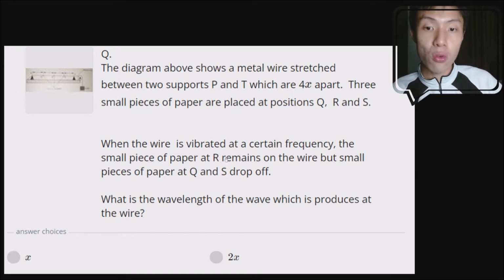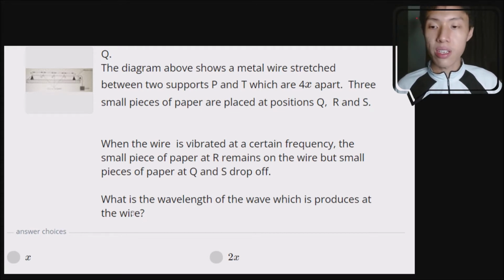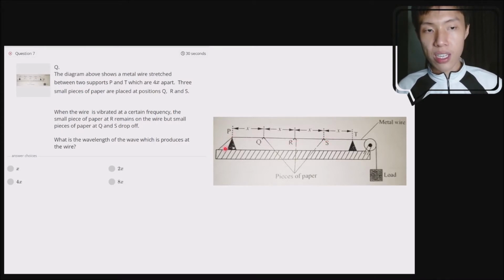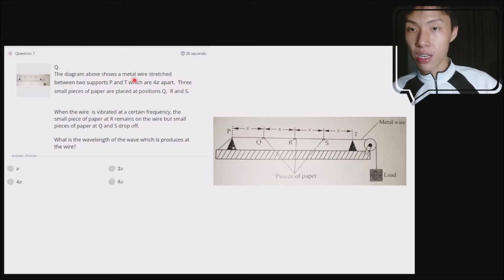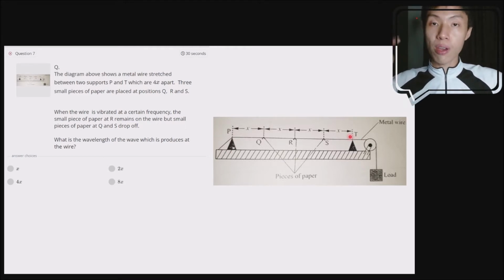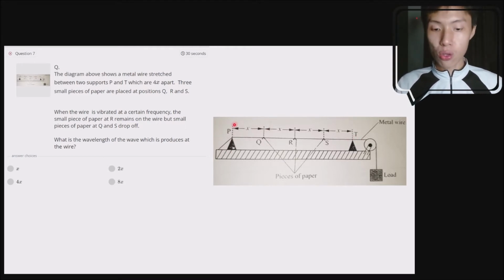Okay, so now they ask you to find the wavelength of the wave which is produced at the wire. Let's try to solve this question. Again, Q and S will be antinodes, R will be a node. If we fix it at point P and point T, these two points must be nodes as well, because we have already stretched the wire between two supports P and T. It's like you're pressing P and T, you're not allowing it to vibrate, so P and T will be nodes.